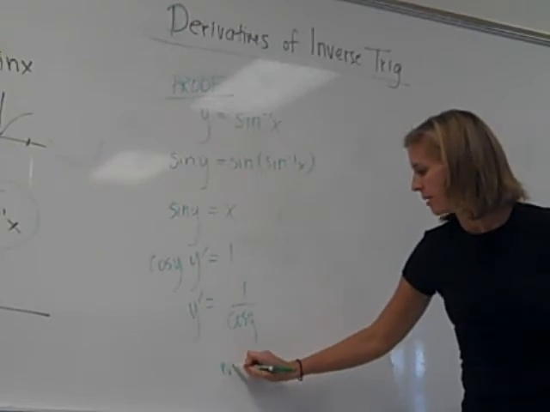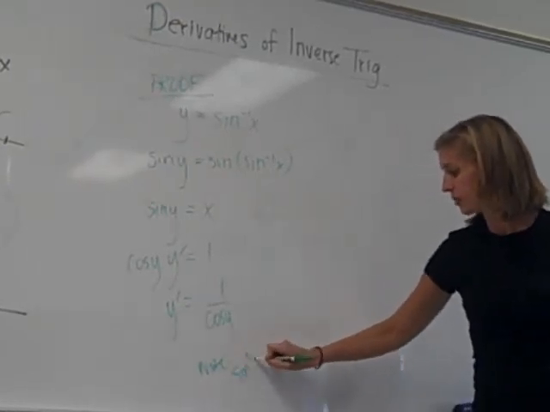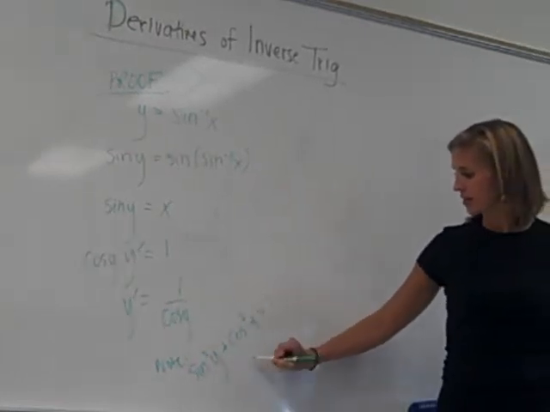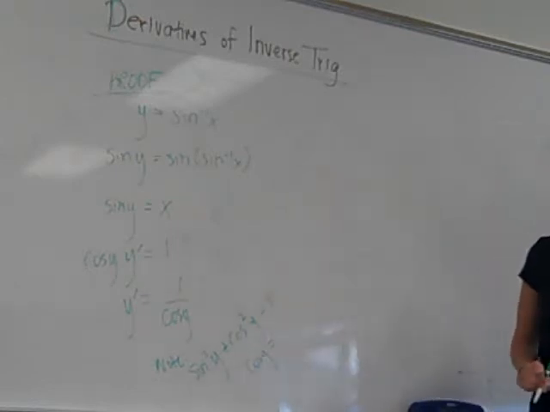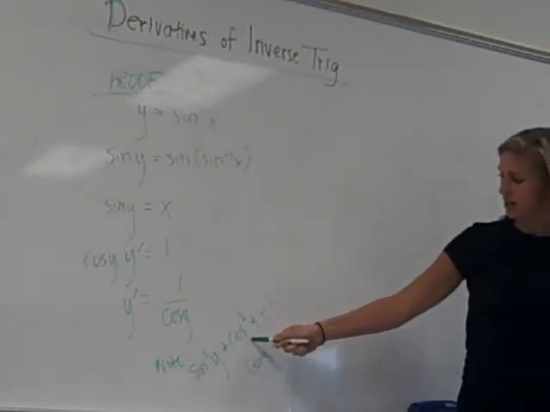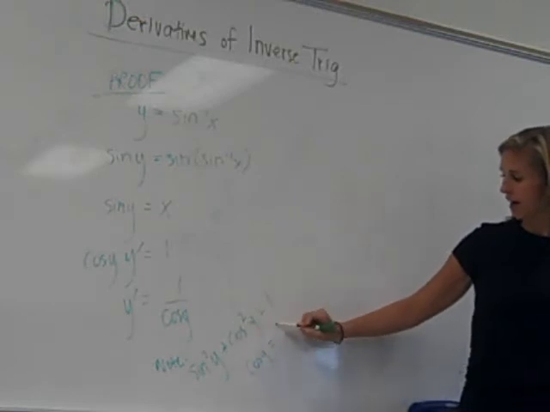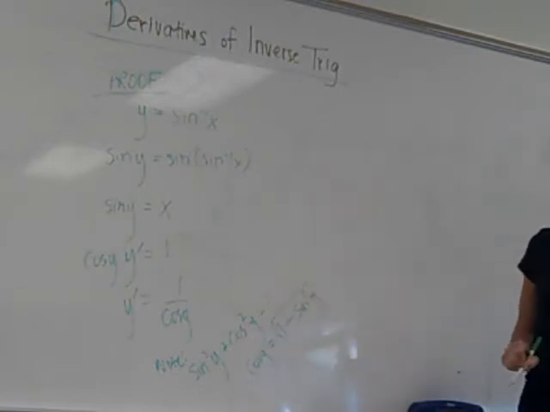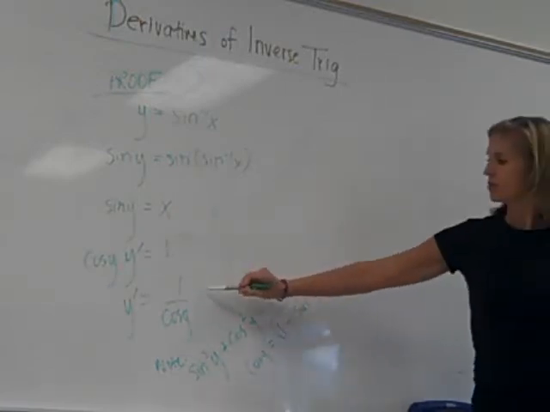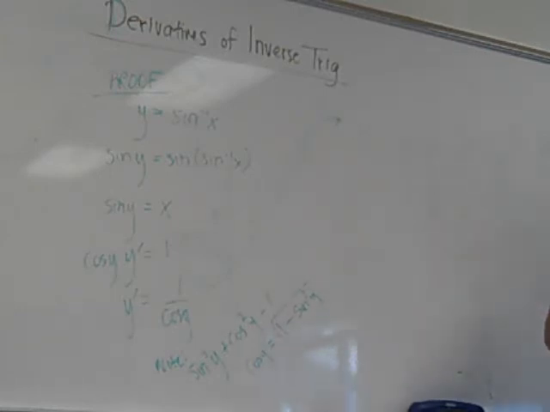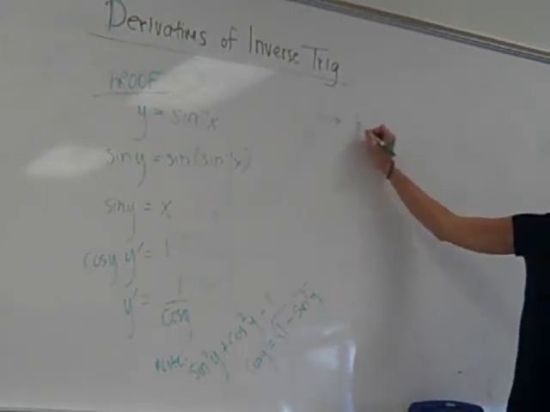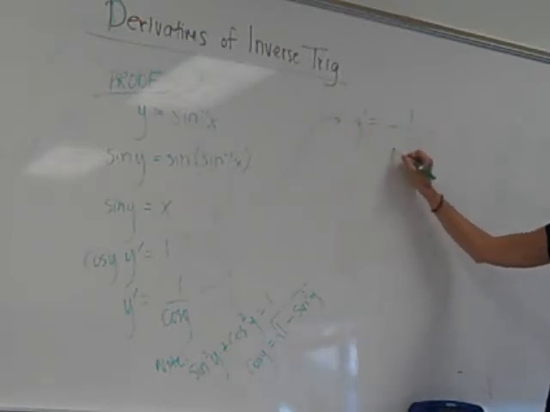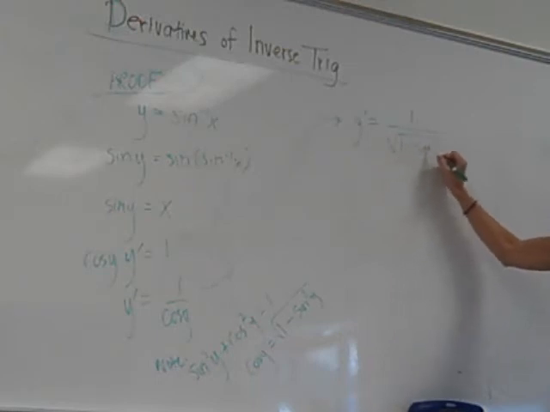Remember how sine squared of y plus cosine squared of y equals what? 1. So what would the cosine of y be using the Pythagorean triple? If I want to solve for the cosine of y, I'd have 1 minus sine squared, and I'd square root. So I'm going to replace cosine of y with that, which doesn't seem easier yet. So y prime is 1 over, instead of the cosine of y, the square root of 1 minus sine squared y.